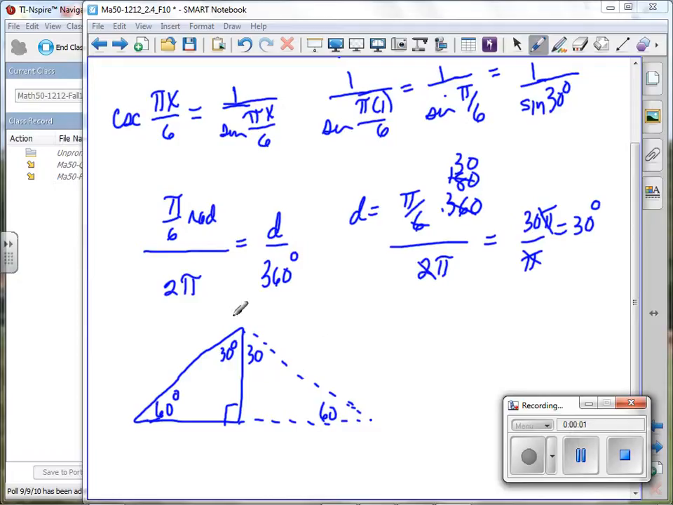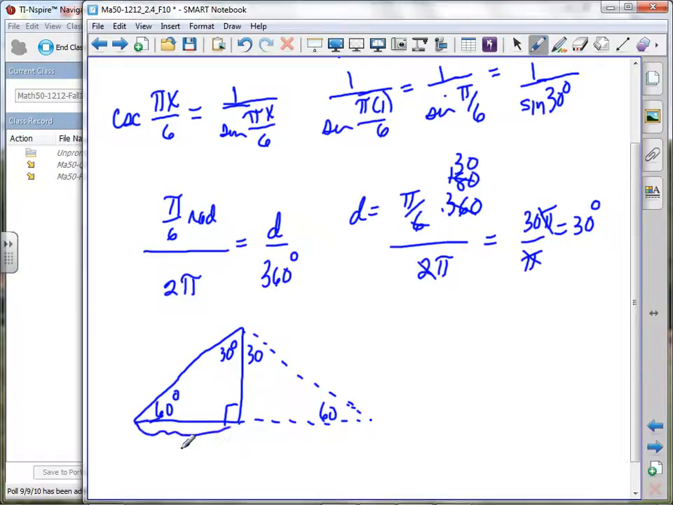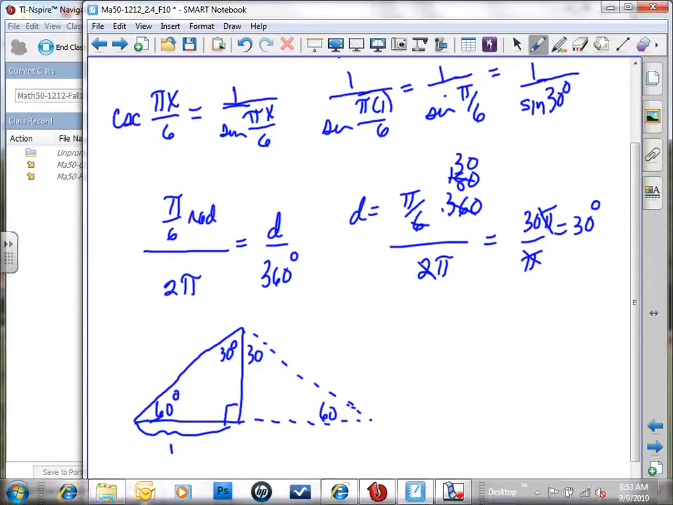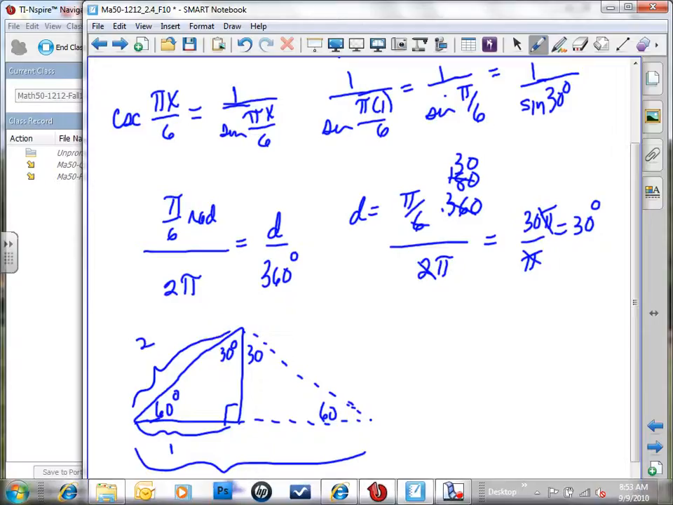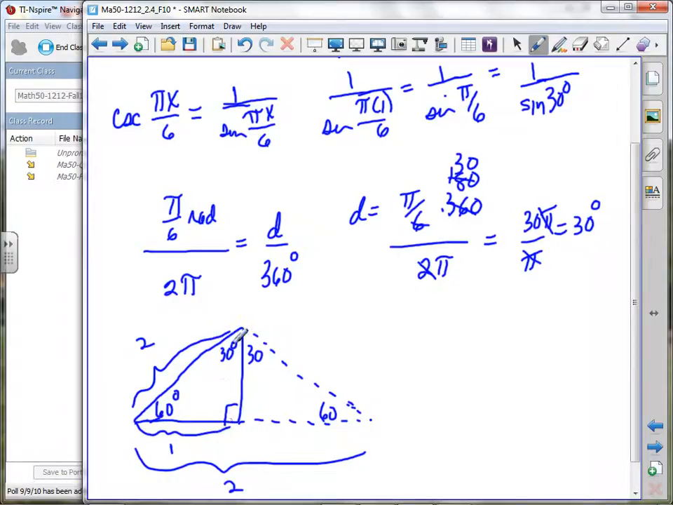It's an equilateral triangle. Now let's arbitrarily make this one unit length. If that's 1 unit length, what then is this whole thing? 2. If it's equilateral, what is this? 2 as well. Okay, so now I know that in my original triangle I have 1 and I have 2. Can you figure out what this length is using the Pythagorean theorem? Yeah, it's the square root of 3.